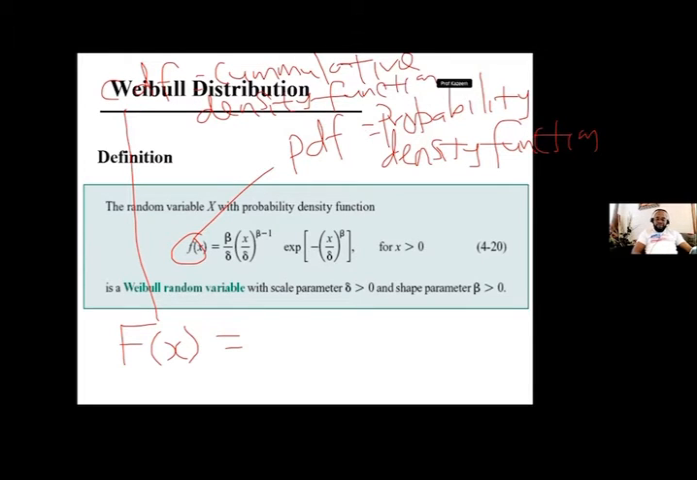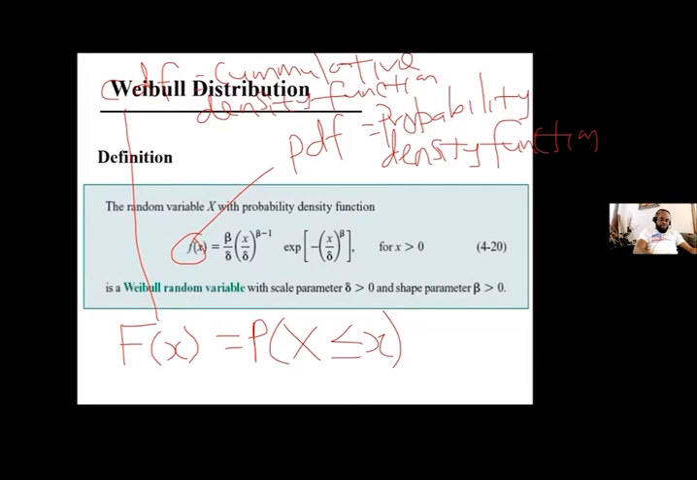If I'm given the probability density function of any distribution, of any random variable, I can find the CDF, which is going to be the probability of X less than or equal to small x. That's what we mean by CDF. You want to find the probability of a random variable X less than or equal to a realized value. That's what we want to find.